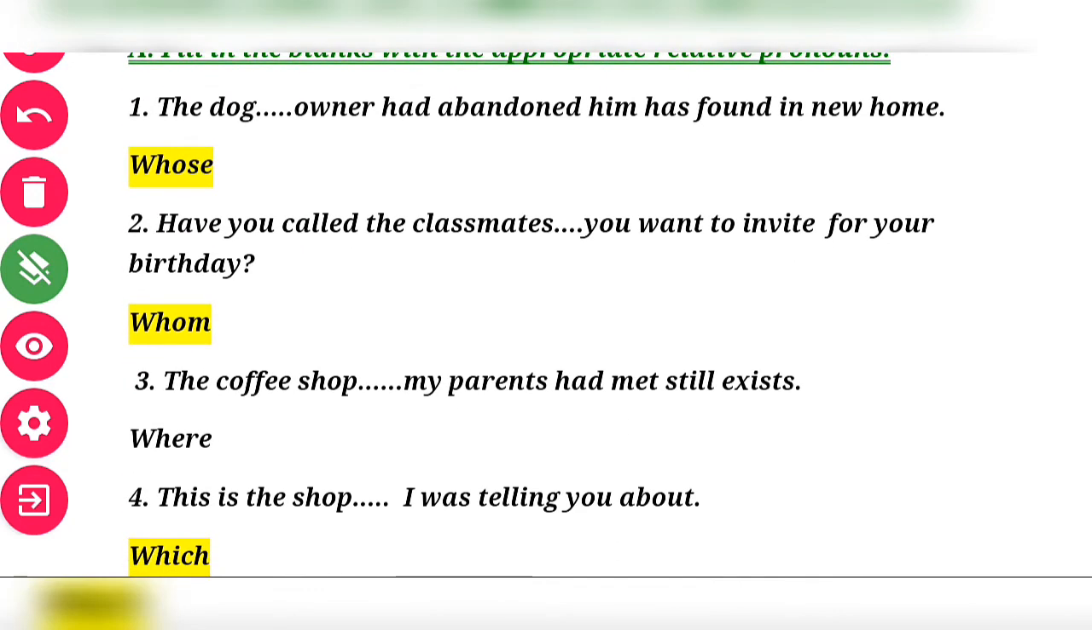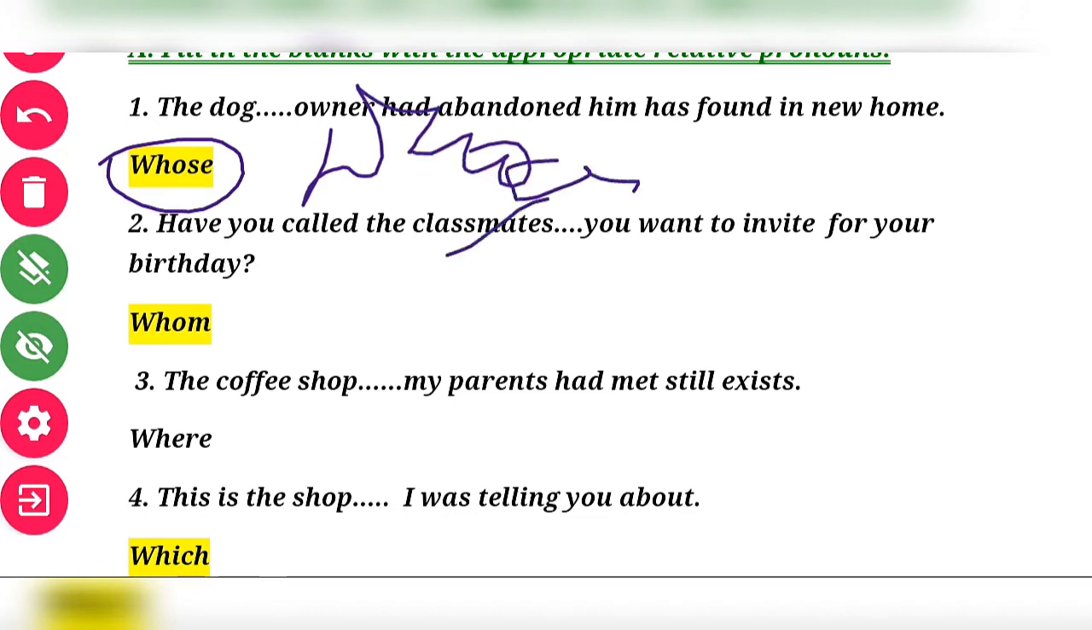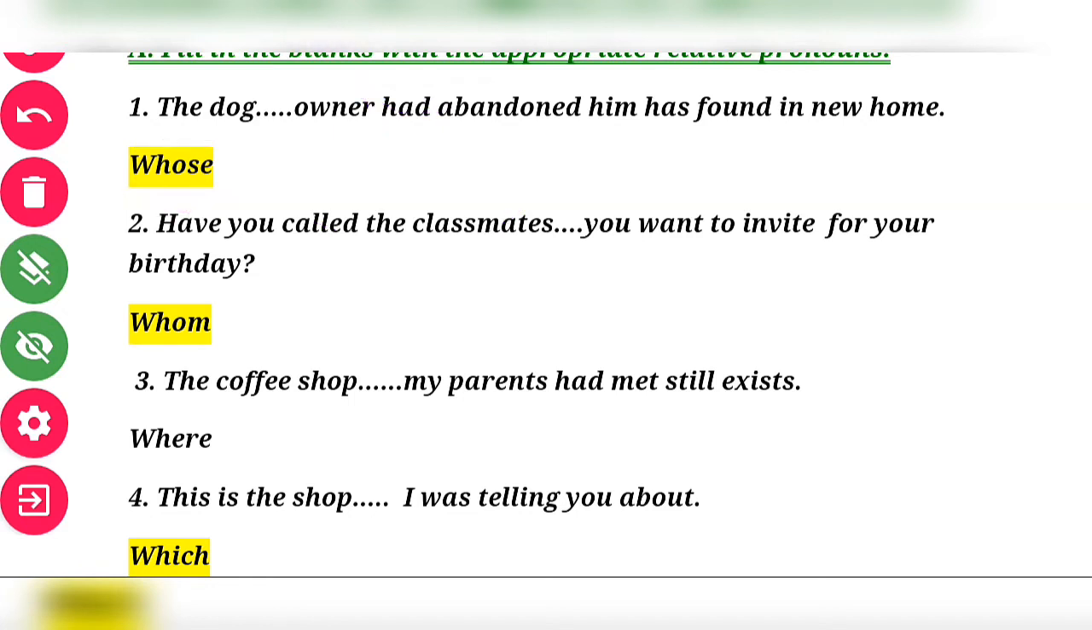The dog dash owner had abandoned him has found a new home. So we are talking about the dog. The word whose is to be used here, because the word whose is giving the specific information about the dog. So the dog whose owner had abandoned him has found a new home.